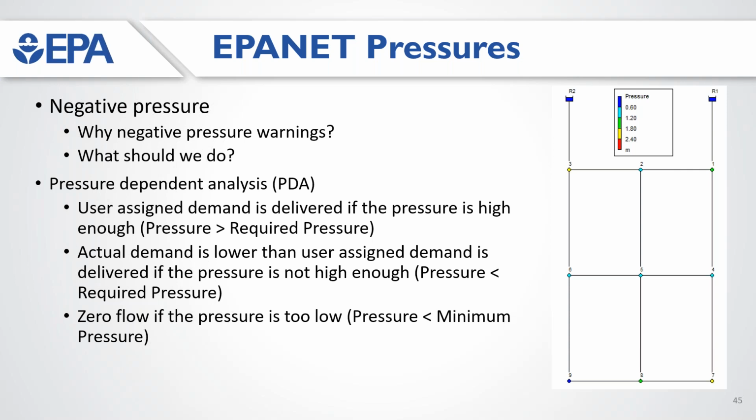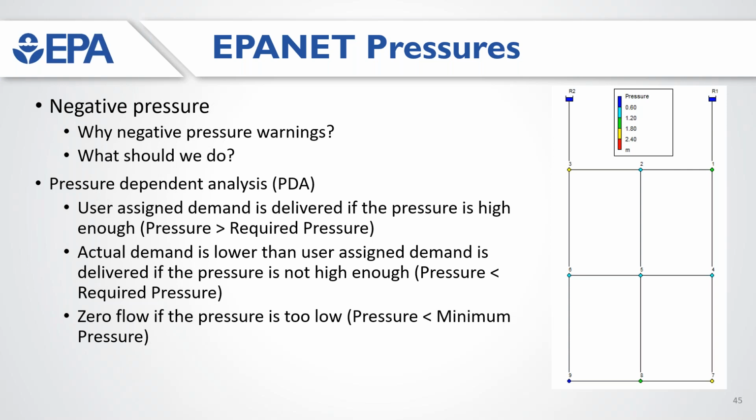Pressure-dependent analysis has been studied by many researchers in the past probably 2 decades. It's a well-researched topic, but it has now finally been brought into EPANET. So the user can assign demand, but the demand is met only when the pressure is high enough. You specify a required pressure. When the simulated pressure is higher than the required pressure, the demand will be provided fully. But when the pressure is lower than the required pressure, the actual demand will be lower than the assigned demand. So it reflects reality.